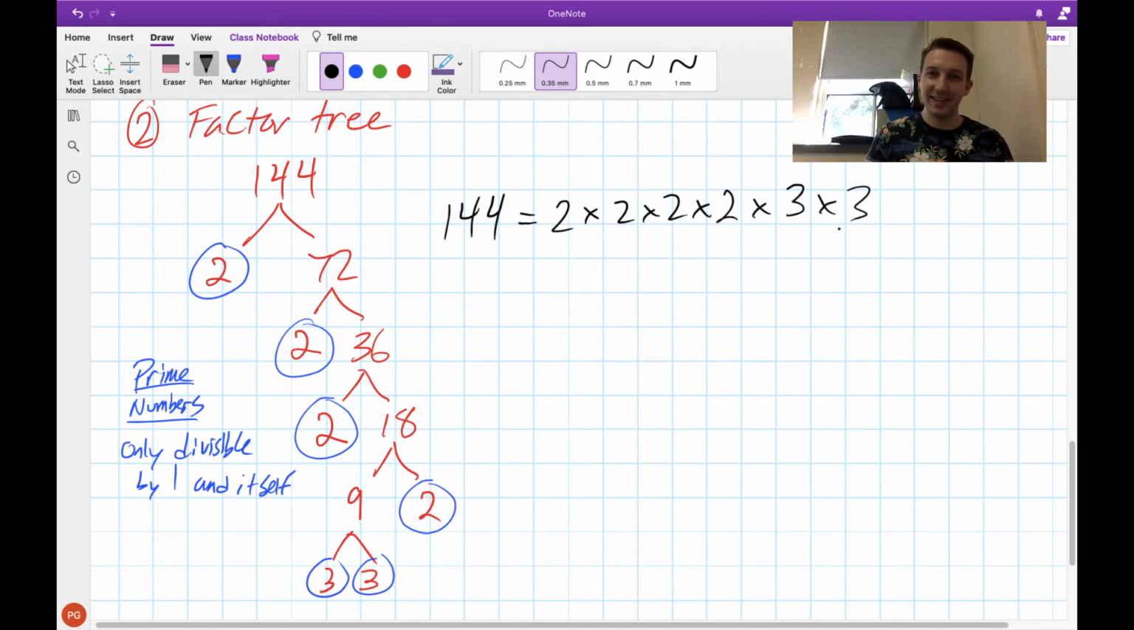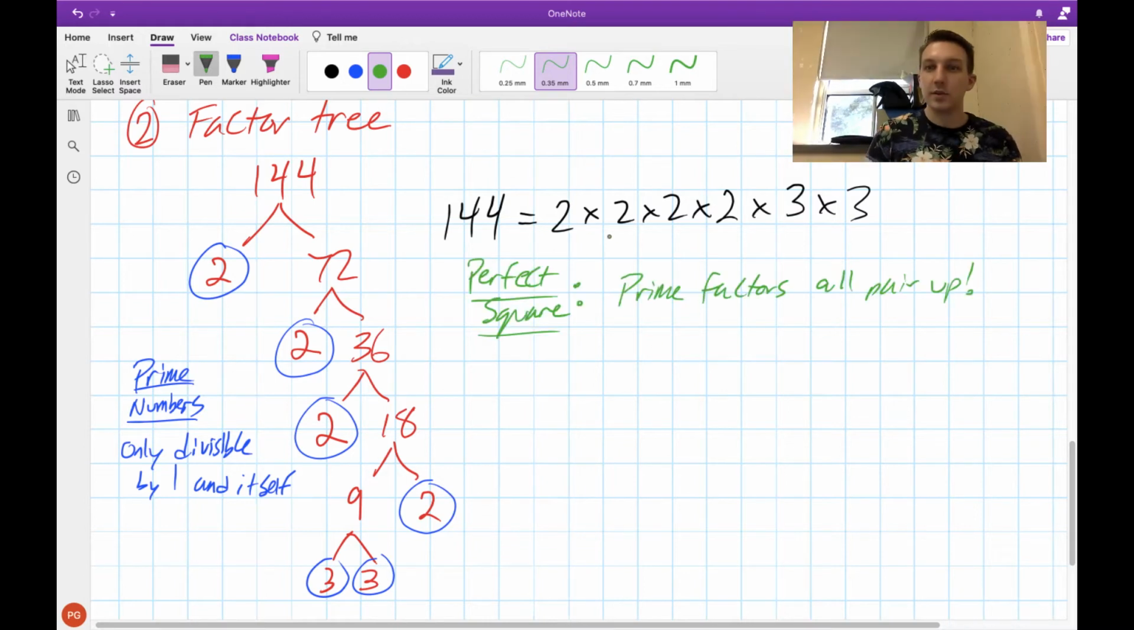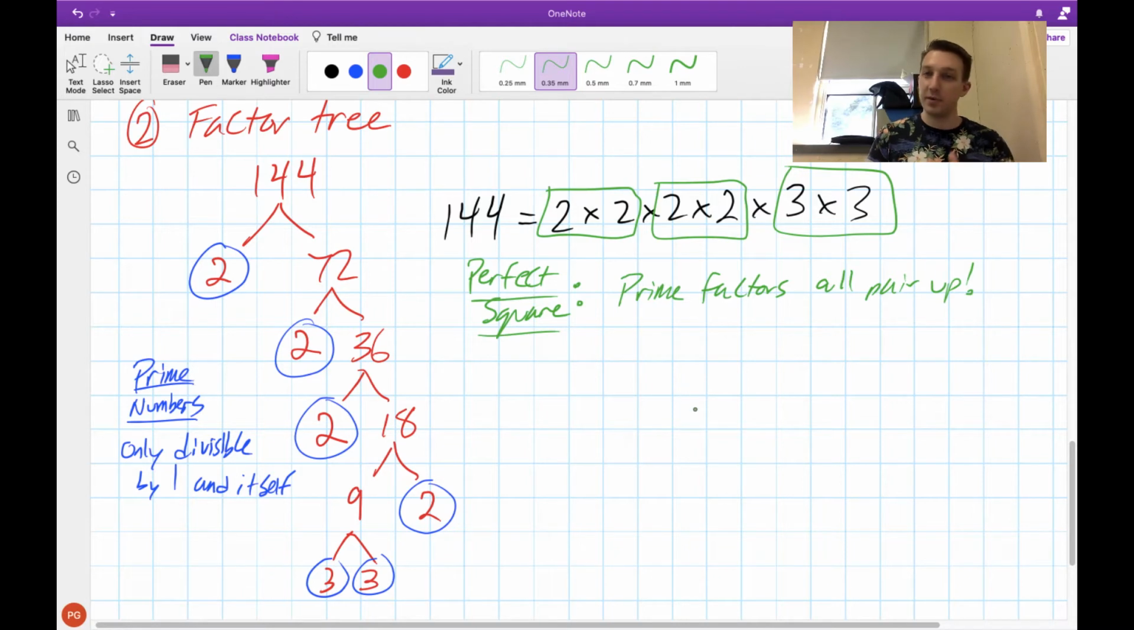Now that we fixed that, in order to find if it's going to be a perfect square, what we need to do is look at all of these factors here, so all of our prime numbers that we got from our factor tree, and see if we can pair them up. So here we've got two 2s we can pair up, here we've got two 3s we can pair up, and another set of 2s over here. So if they all pair up like this, then this would be a perfect square.